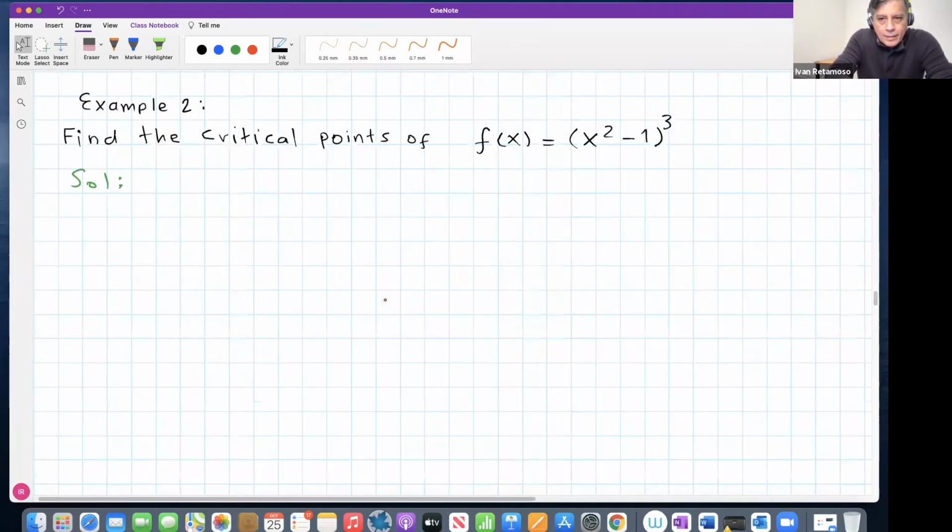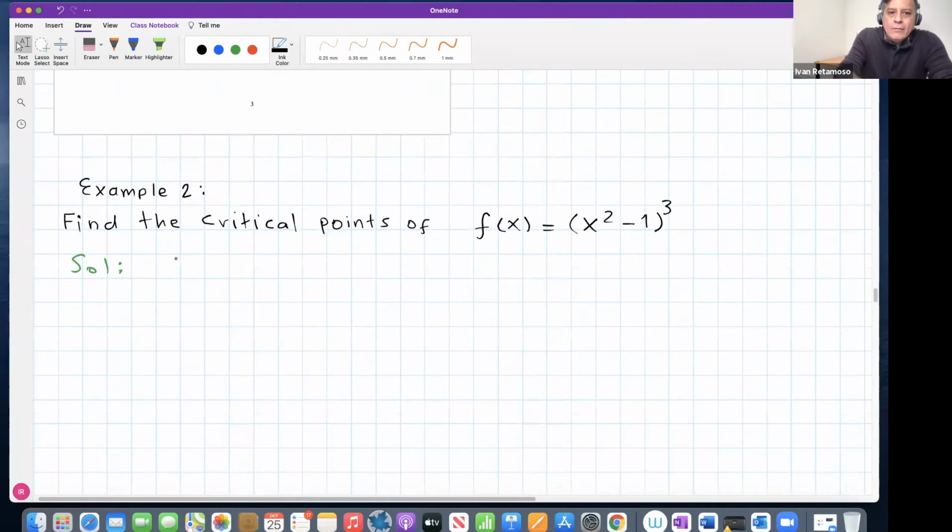Example 2. What if they give you something like this? Find the critical points of this function, f of x equals x squared minus 1, cubed. Let's do that together. If they give you something like this, follow the method. The method says take derivatives. Take the derivative of your function, whatever it is. It's a composite function, not a problem. We have the chain rule to deal with these composite functions.